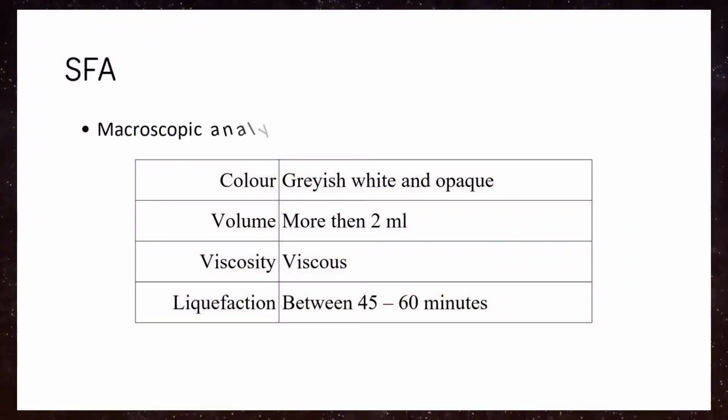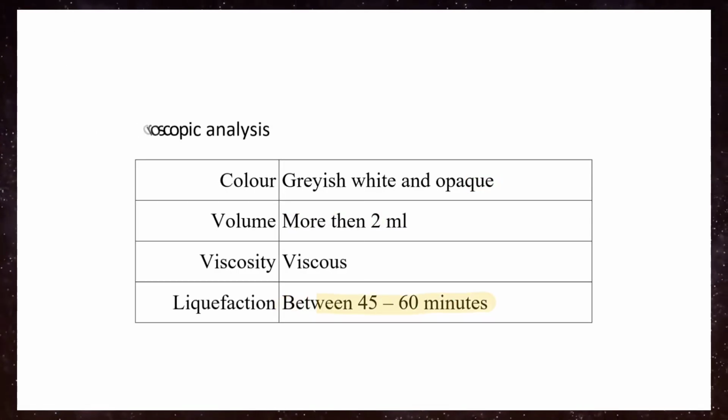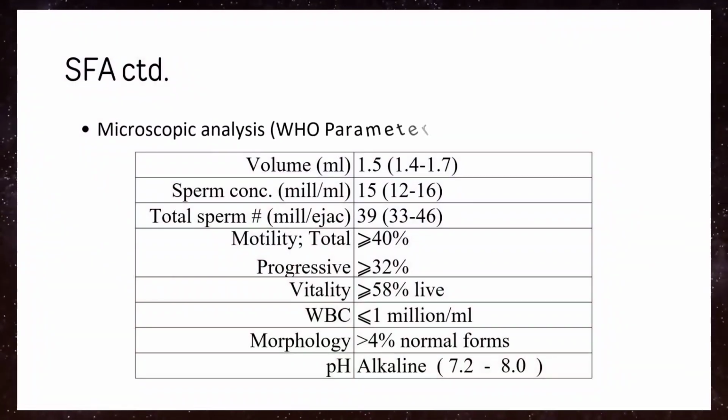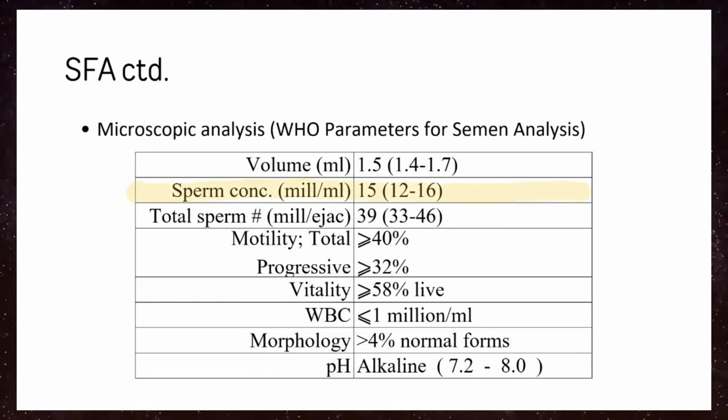In the macroscopic analysis, we check for the color, volume, viscosity, and the liquefaction time. The semen sample should be ideally a viscous, grayish-white, and opaque liquid. It should be more than 2 milliliters. The liquefaction time is usually between 45 to 60 minutes. In the microscopic analysis, the following parameters are measured: the sperm concentration, which is on average 15 million per milliliter; the total sperm count, which is on average 39 million per ejaculate; the motility, the total being more than or equal to 40%, and the progressive being more than or equal to 32%.